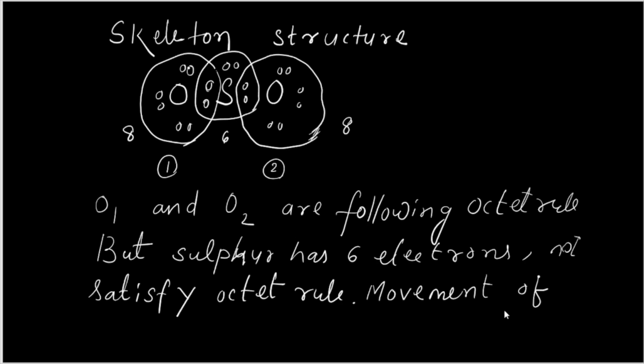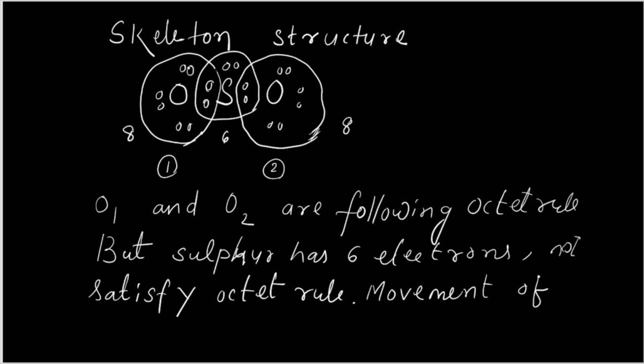After knowing the total valence electrons, what do you do? You will proceed to the skeleton structure. That means how the bond pairs of electrons form bonds and where they will not form, how the octet rule is followed and which one is not following the octet rule. From the structure you can observe this is written 6, this is written 8, this is written 8. That means this oxygen is following the octet rule of 8, oxygen number 2 is also following the octet rule, but the sulfur has 6, that is a deficiency of electrons, it is not 8, it is less than 8.